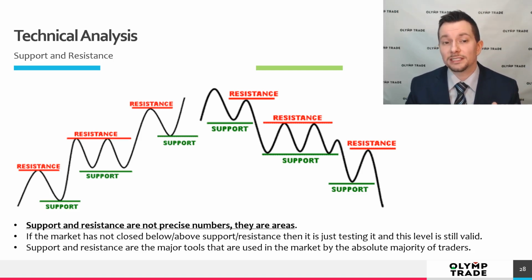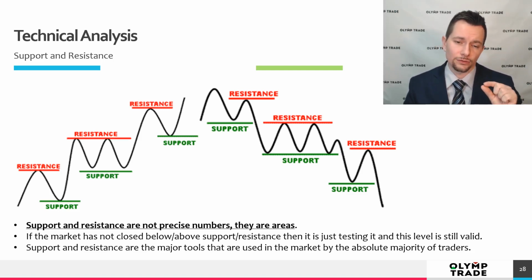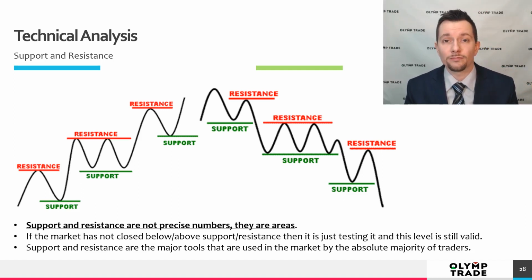There is no scientific way of saying that the 0.01 area is the resistance. In fact, a lot of market makers will spike through resistances or supports, called a liquidity grab, or a bullish trap or a bearish trap.